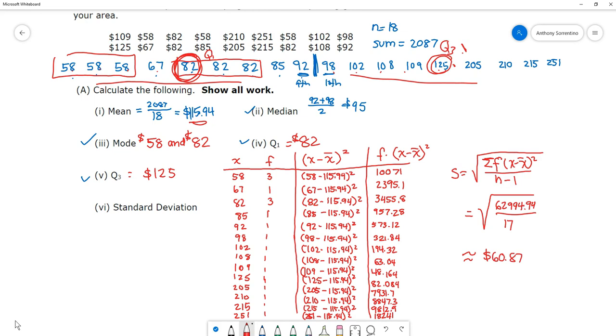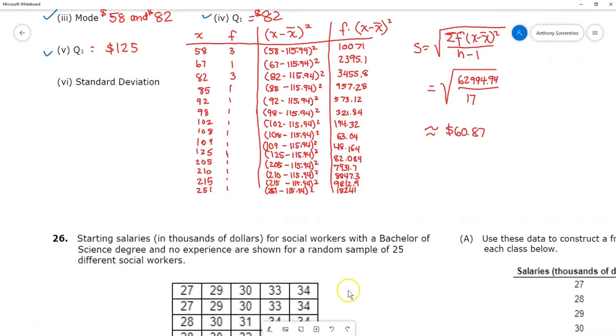$60.87. So on average, from price to price between tents, they differ by about $60.87. And so that's how you calculate the standard deviation. It can be a little bit more involved, but sometimes organizing it into a table is helpful and helps you put it into your calculator a little bit more easily. So let's try a couple other problems here.